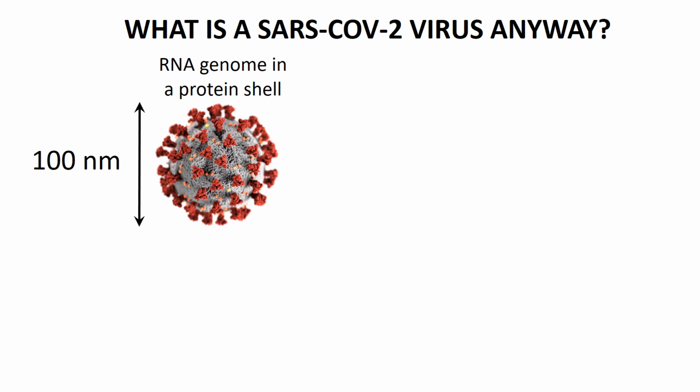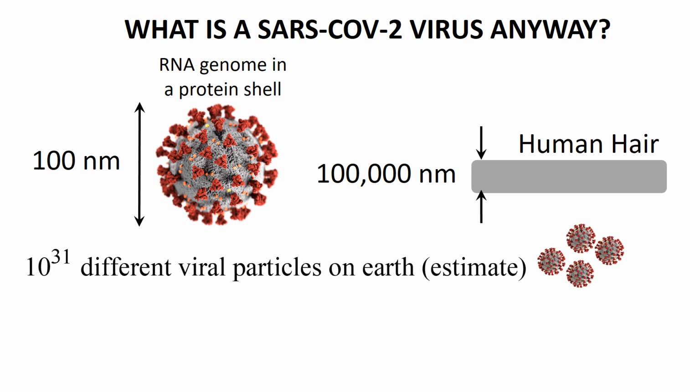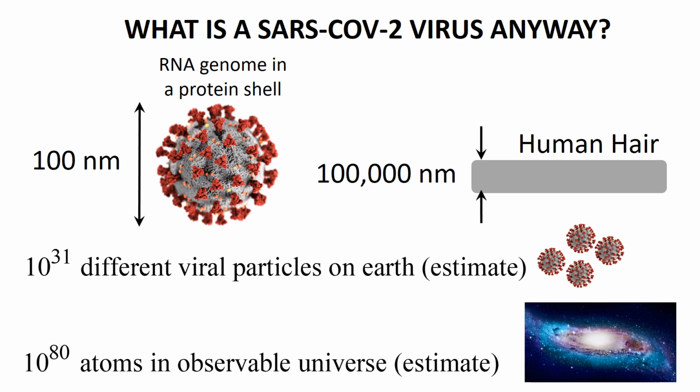It's a diameter of 100 nanometers, and compared to a human hair, that's 100,000 nanometers. It's 1,000th the size of human hair. And it's 1,000 times bigger than a hydrogen atom, approximately. In addition, there are 10 to the 31 different viral particles on Earth. That's obviously an estimate. And there are 10 to the 80 atoms in the observable universe. So quite big numbers and quite small numbers here.